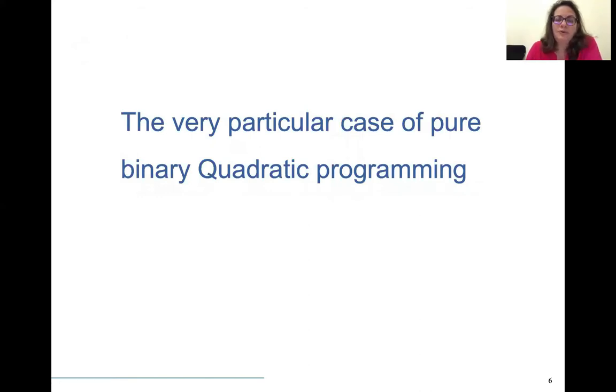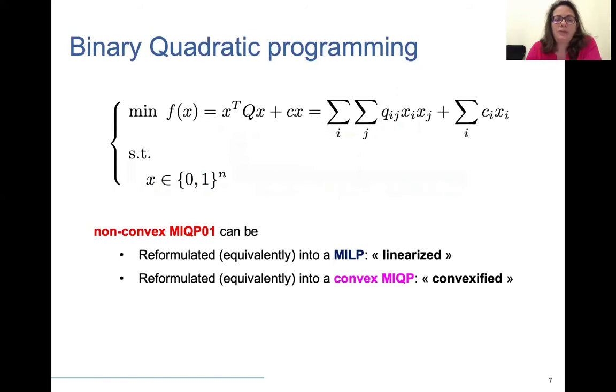What happens when you have only binary variables is that you obtain a very particular case where you can both linearize or convexify your problem. The word linearize here means reformulate equivalently into a MILP. And convexify means reformulate equivalently into a convex MIQP.